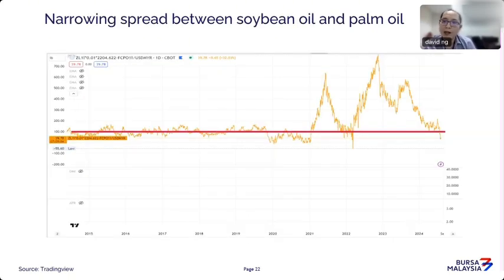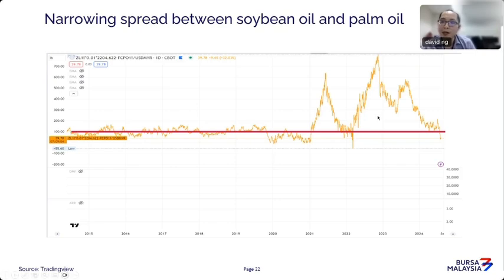Now, if you look at the palm oil and soybean oil relationship and the way they trade, there is always what we call a premium and a discount between the two markets. If you are looking to trade this relationship, you can look at the spread between the two prices. On average, soybean oil trades at a good premium compared to palm oil prices. The premium is about $150 on average, over the past 10 years or so.